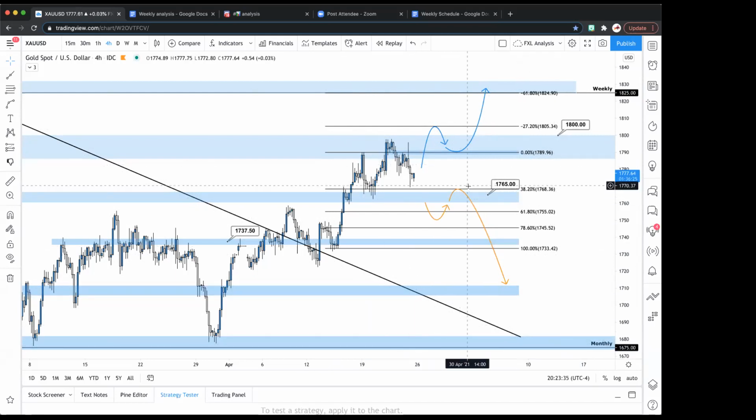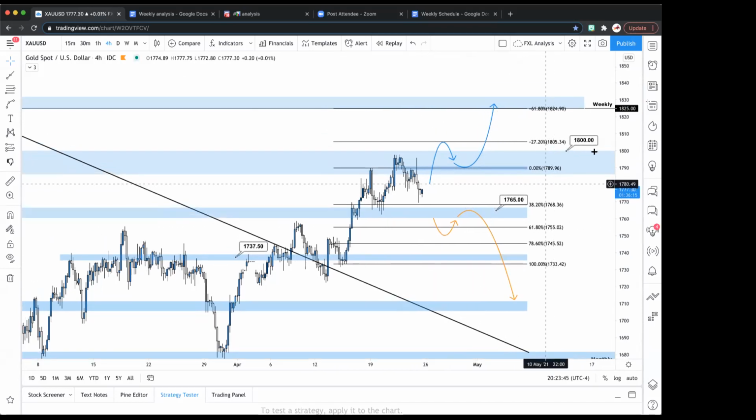Because if this is a true reversal at this level, 1800, and the daily trend starts to play in here, you're going to see a pretty large bearish leg to the downside. So again, this level is really key. So we'll see how it plays out this week. But yeah, that's it. That's the analysis there.